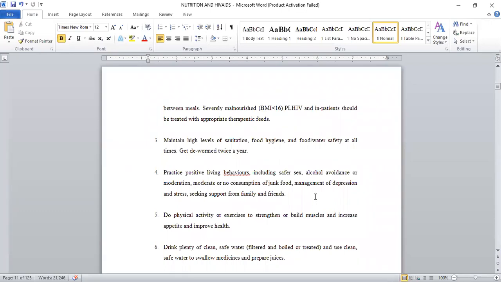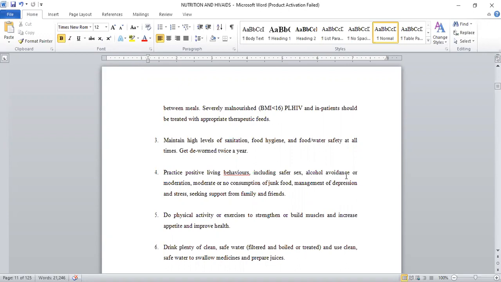For example, if this is a family man or family woman, they're not supposed to avoid things like conjugal rights. That is the safe sex practice. They can use a CD, that is condoms. Then if at all they have to take alcohol, they're supposed to avoid alcohol.